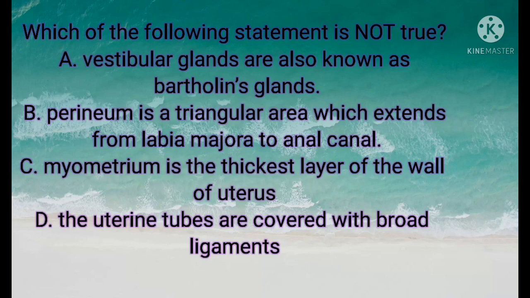And here perineum is the triangular area which extends from the labia majora to the anal canal. And myometrium is the thickest layer of the wall of the uterus. This is also right, but the fourth option is not right. This is the incorrect statement regarding the female reproductive system.